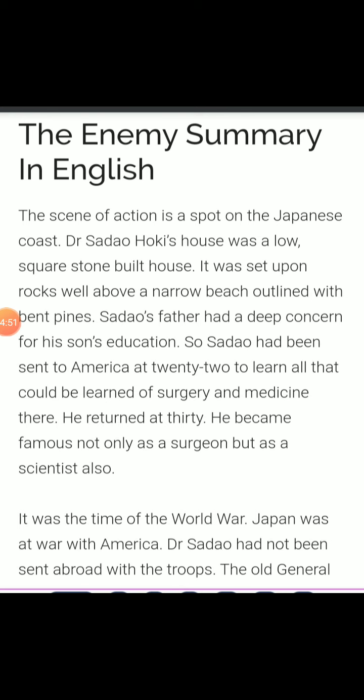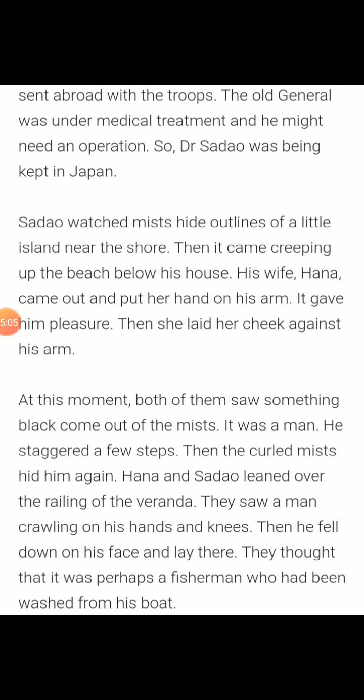It was the time of the World War. Japan was at war with America. Dr. Sadao had not been sent abroad with the troops. So surprising. Let us see why. The old general was under medical treatment and he might need an operation. So Dr. Sadao was being kept in Japan. He was not sent to the war, but rather he was kept in order to attend to the general.